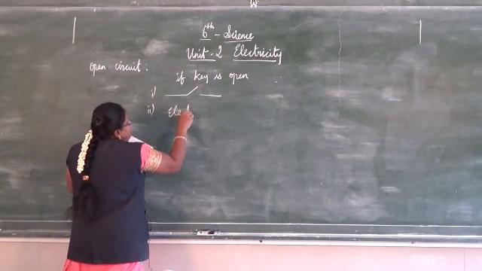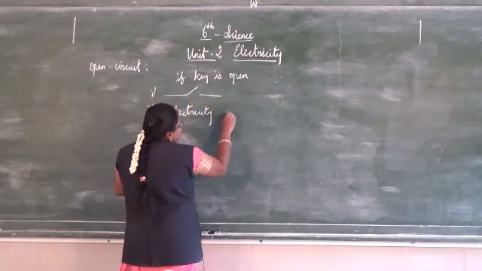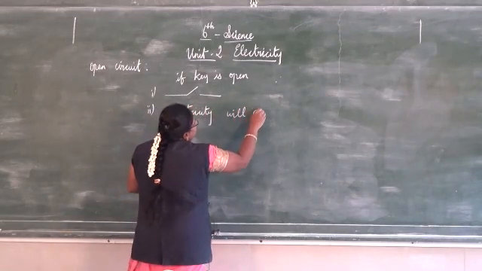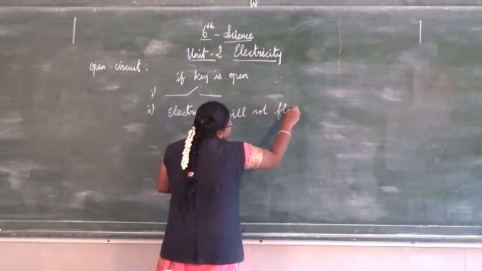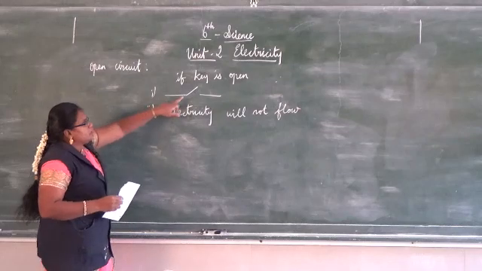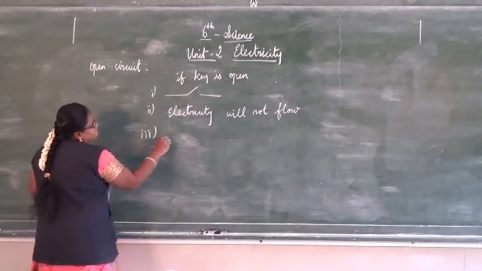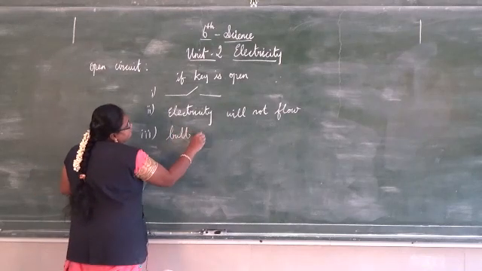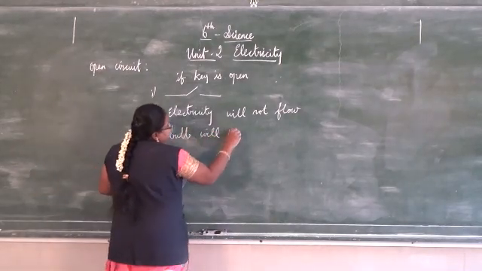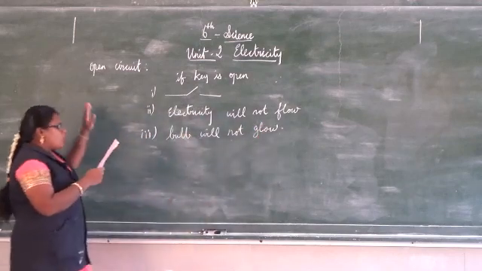And what they say here: electricity will not flow. Then the bulb will not glow. So what happens if the key is open like this? The bulb also will not glow. That's all regarding the open circuit.